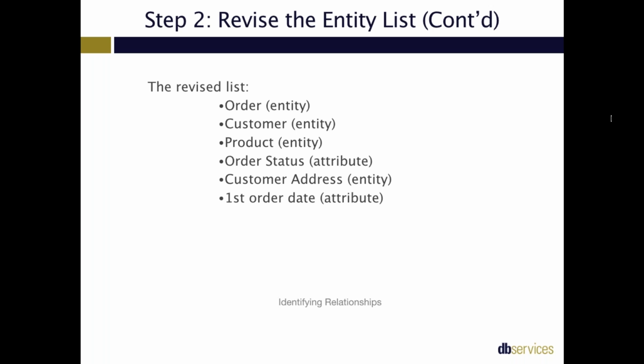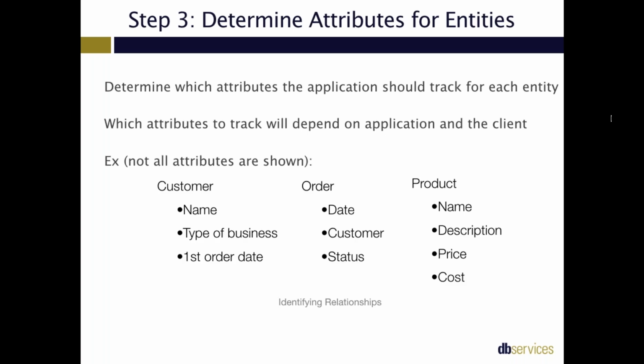So, all right, here's our revised list. In our data model, we've got orders, customers, products, order status, customer address, and the first order date. And then I put in here which ones are entities, which are attributes. Okay, so once you have your revised list, we've got step 3.